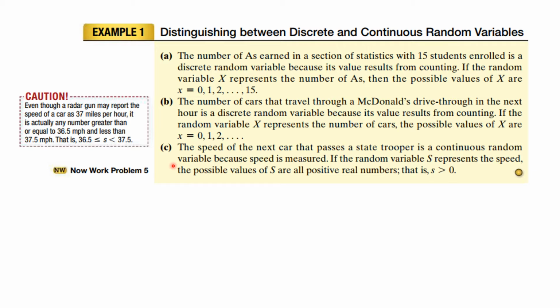And the speed of the next car that passes a state trooper is a continuous random variable because it is measured. If the random variable s represents speed, then possible values of s are all positive real numbers greater than or equal to 0. Now, even though a radar may report that the speed of a car is 37 miles per hour, they're saying that's the closest number. So that's rounded off. That's in between these two, so it actually is an interval.